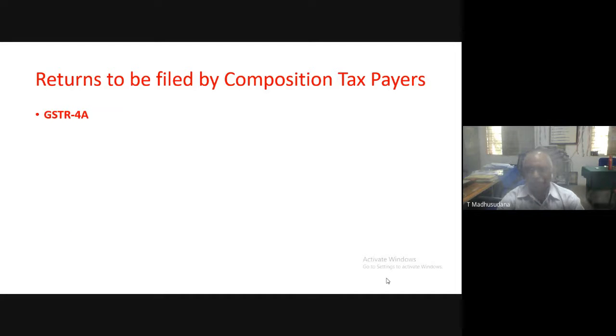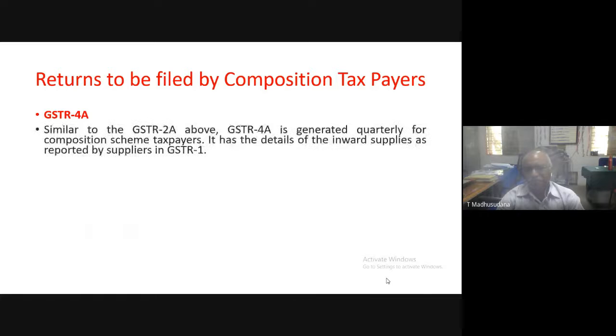GSTR 4A. This is the form to be filed by the composition taxpayers. Okay. So GSTR 4A is similar to the GSTR 2A. GSTR 4A is generated quarterly for composition scheme taxpayers.